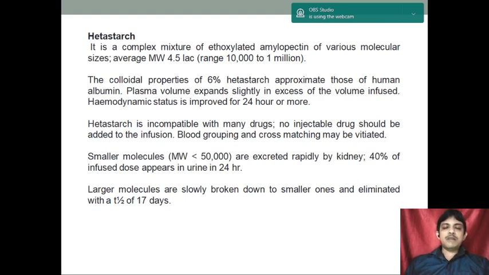But it is incompatible with many drugs, so no injectable drug should be added to the infusion. Whenever we are giving it, it should not be given with another drug in the infusion. Blood grouping and cross-matching may be vitiated. Small molecules are excreted rapidly by the kidney, and 40% of the dose appears in urine in 24 hours. Larger molecules are broken down slowly, and the smaller ones are eliminated over 17 days. So these are the different types of plasma volume expanders commonly used.